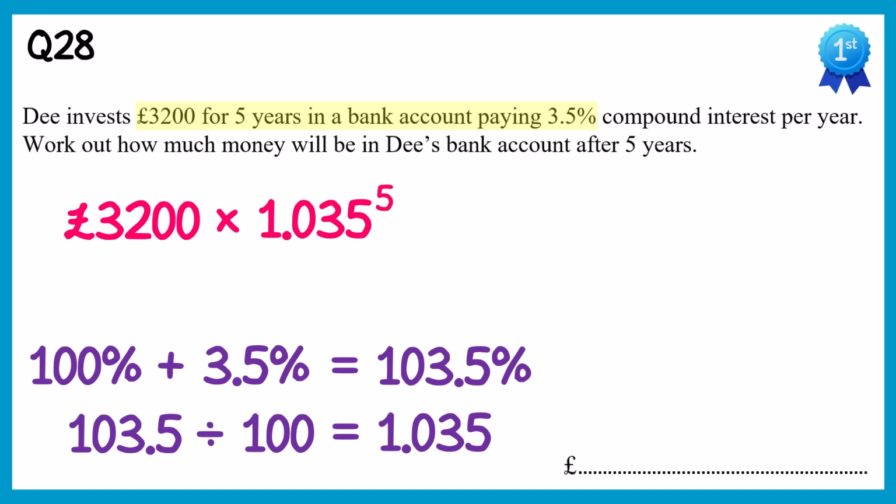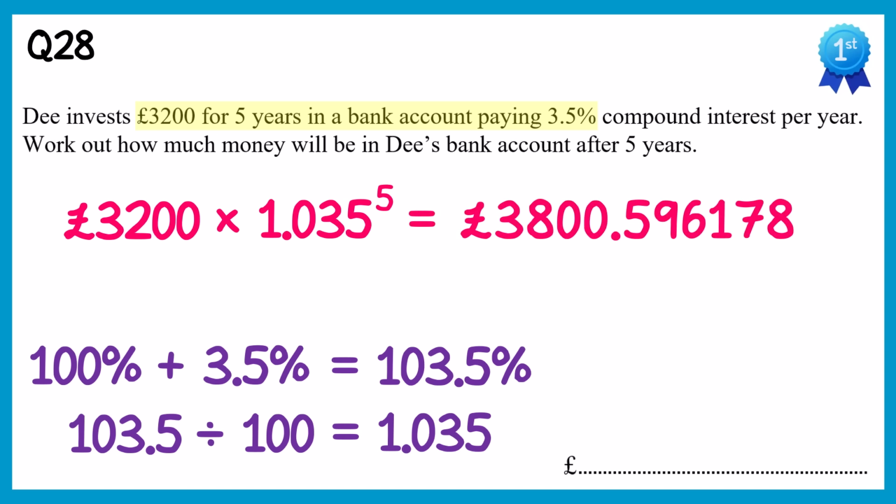You then just type that into your calculator and you get this as the answer. Now money must be rounded off to 2 decimal places, so we're going to draw a line here, and if we check the 6 here, we need to round up. So the 9 needs to round up, but if the 9 rounds up, the 5 will also round up, so the 59 becomes 60. So it's £3,800 and 60 pence.